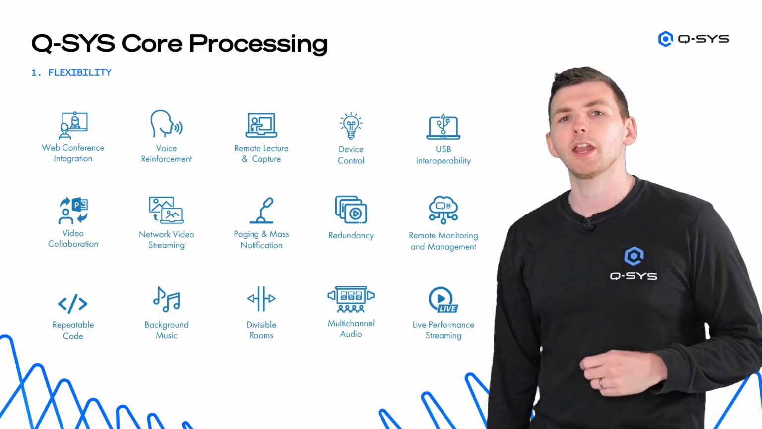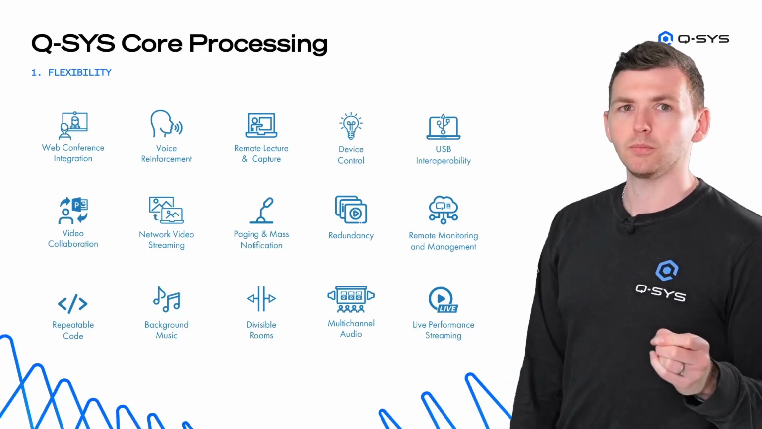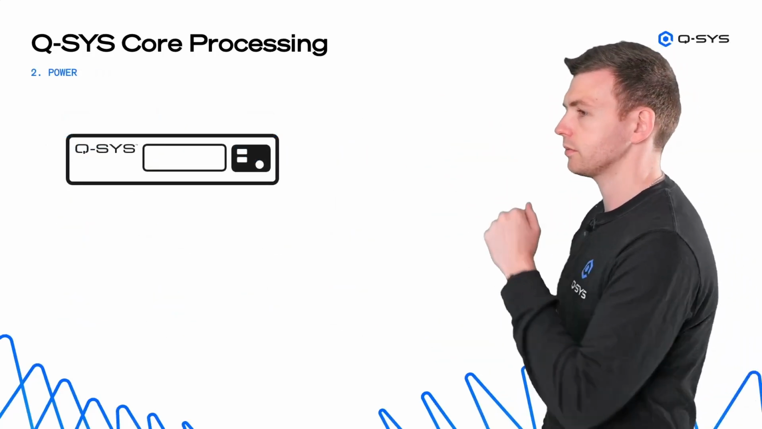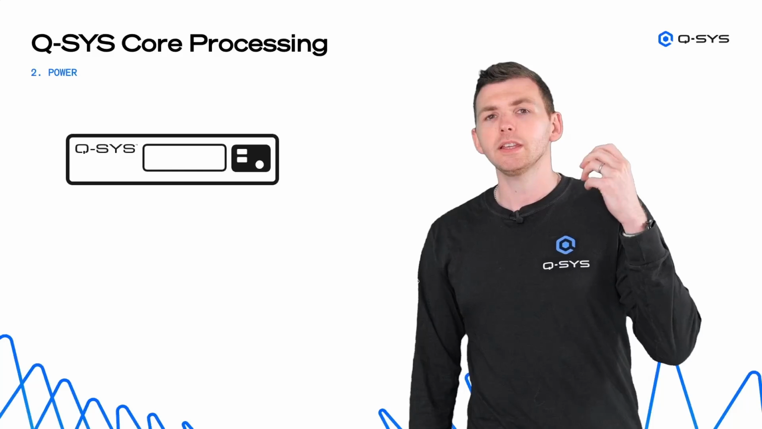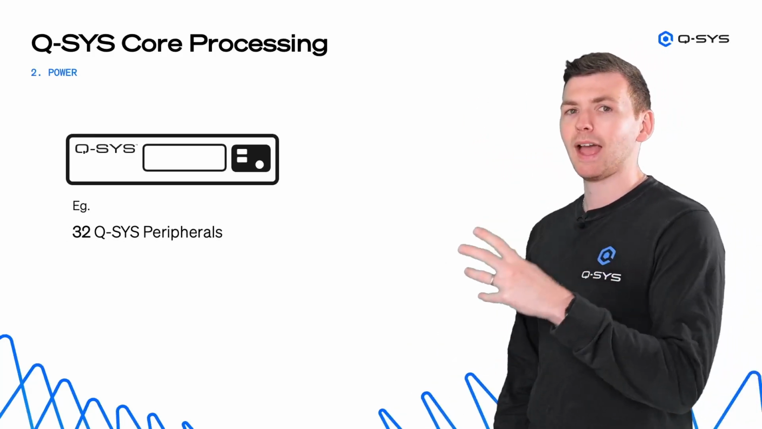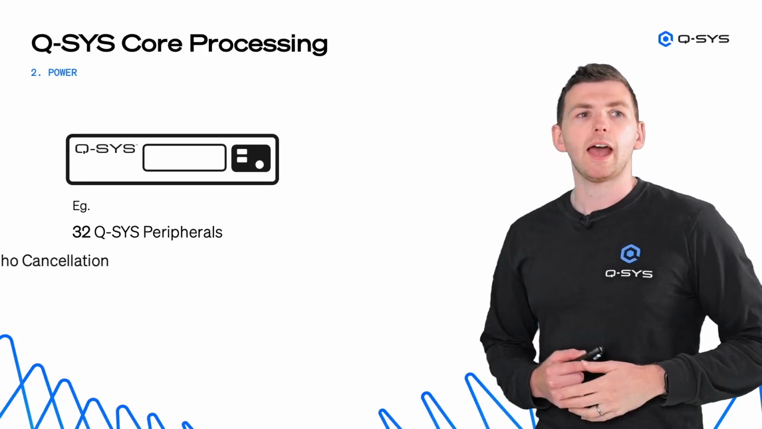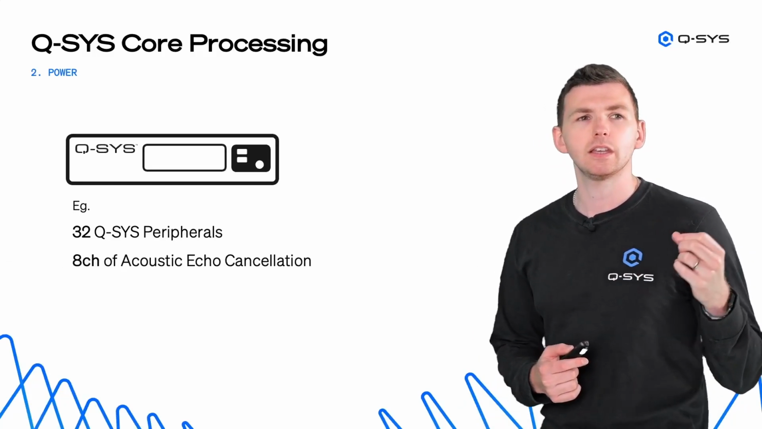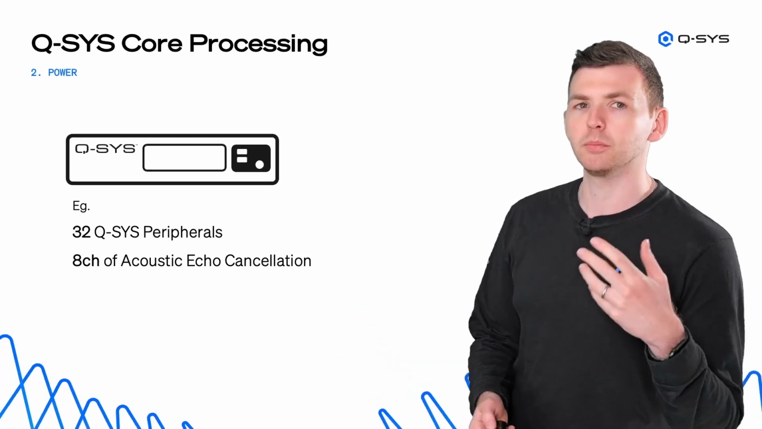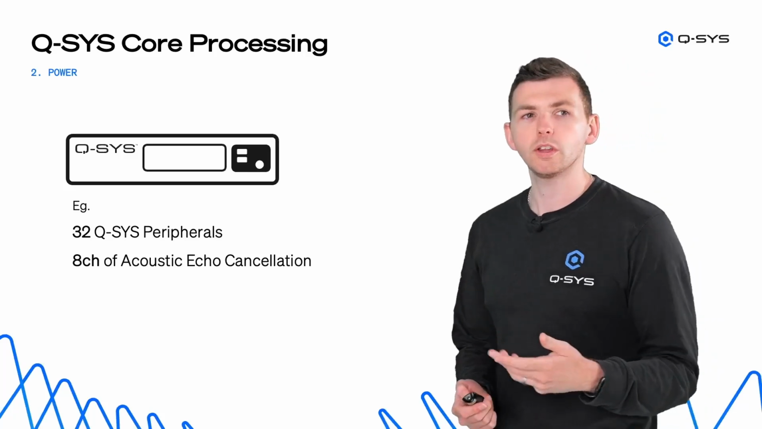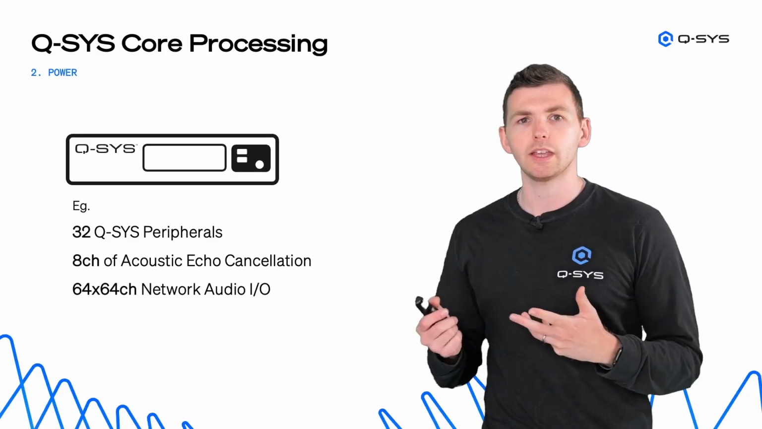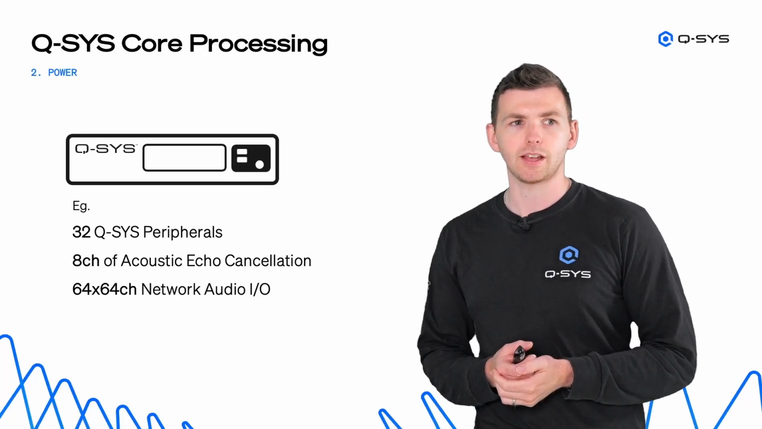Now, let's talk a little bit about the processing power in some more detail. Let's put some numbers to that, okay? With any Q-SYS core, and here's one right here, one of the smaller ones, some of the key things we're going to be thinking about are going to be peripheral count. So we're going to be adding in Q-SYS peripherals to these. And we're also going to be thinking about some of the key audio features typically, like, for example, acoustic echo cancellation. That's one of the more resource-intensive audio processes that you can do. And also, we typically look at the amount of network input and output capability that that processor has, okay?